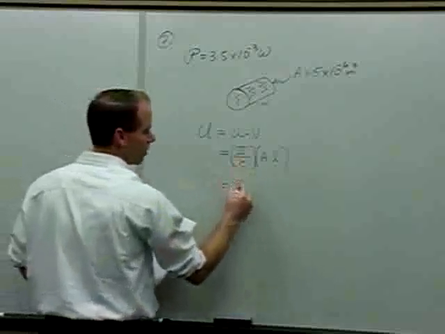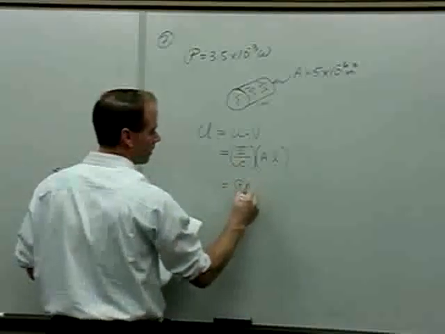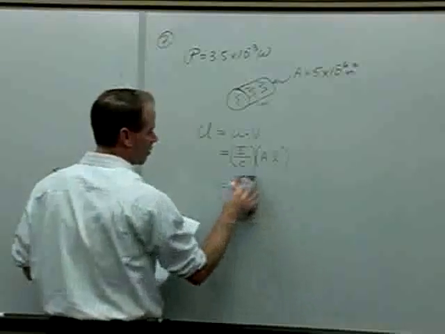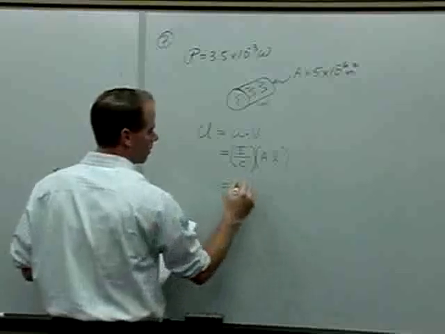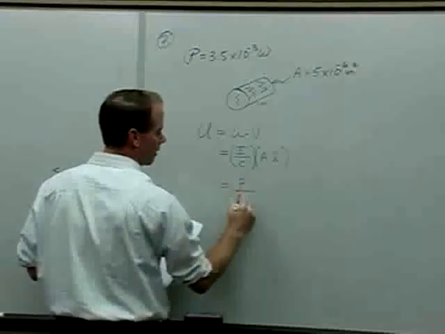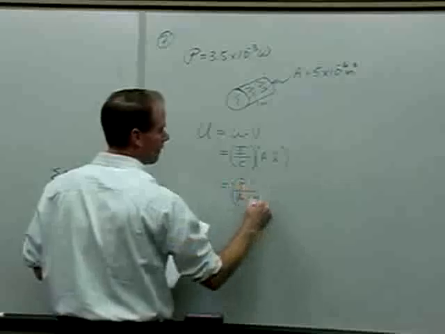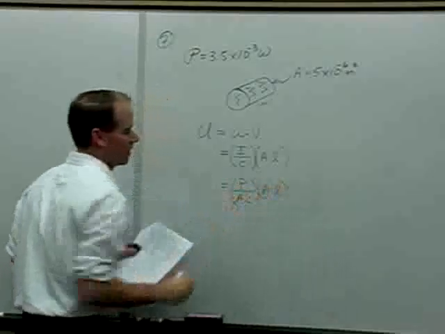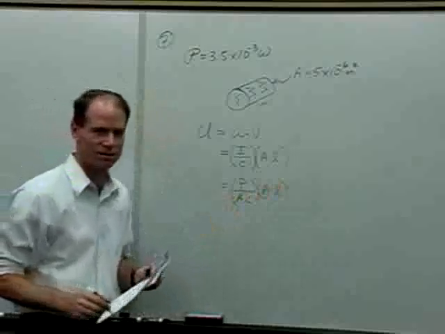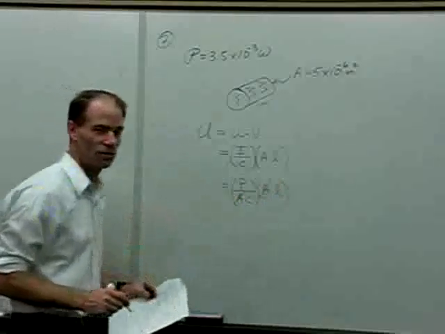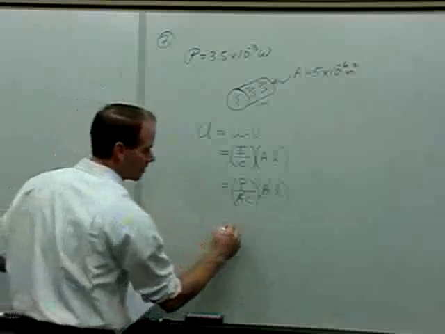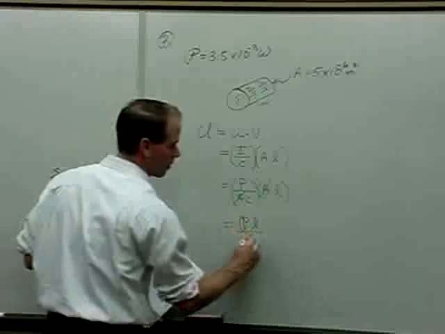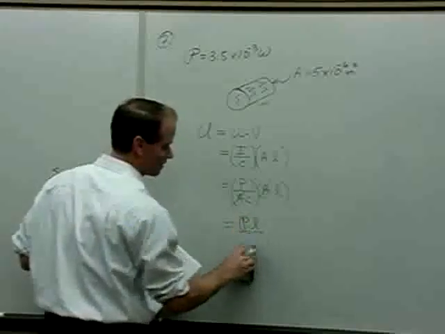Intensity is the power per area. So we have the power per area times c times the area times the length. The area actually cancels out, so we didn't actually need to know the area of the beam. So this is going to be the power times the length over the speed of light.